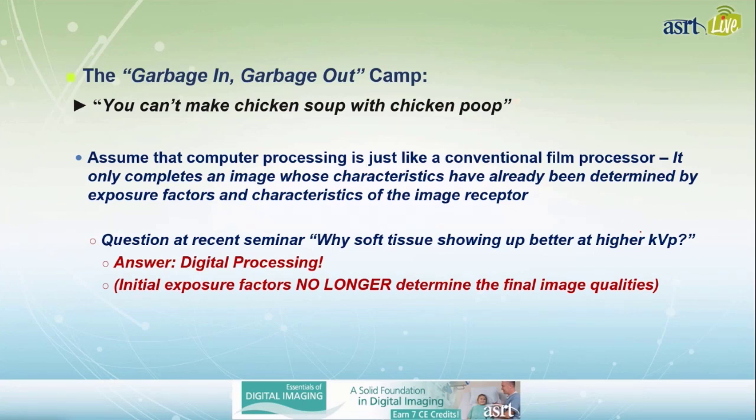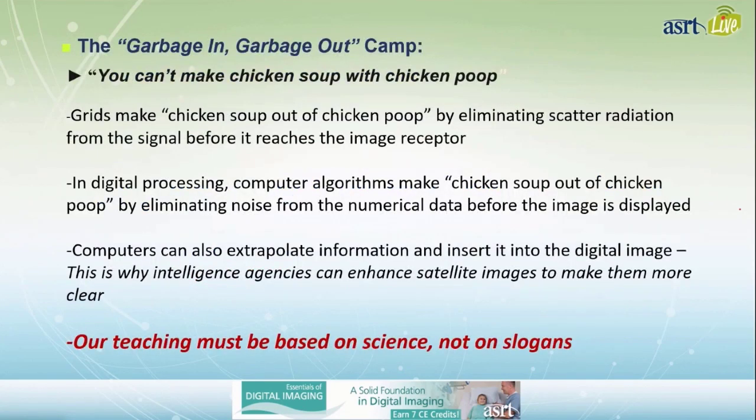So a question came up at a recent seminar of why soft tissue, there was an image that was demonstrated at high kVp, and one of the attendants asked at the end why soft tissue was showing up better. And that sounds weird, doesn't it? Because in film days, if we had higher kVp, we wouldn't expect soft tissue to show up better. Well, the answer again is digital processing. It's because digital processing is the key thing that is controlling this rather than the initial exposure factors.